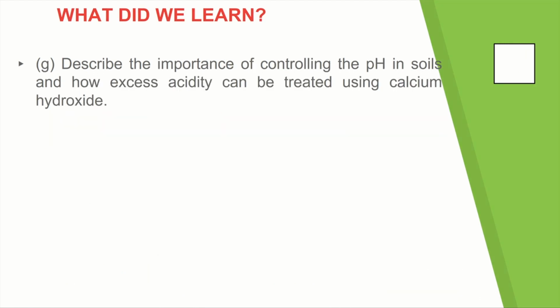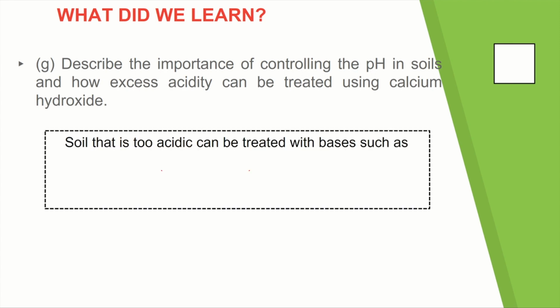The last learning objective is, what is the real world application of learning all these? One of them is to control the pH in soil, because the pH in soil can be affected by fertilizers. This can cause the soil to become acidic. So to adjust the pH, we can add a base such as calcium hydroxide or calcium oxide to neutralize it, or to increase the pH.